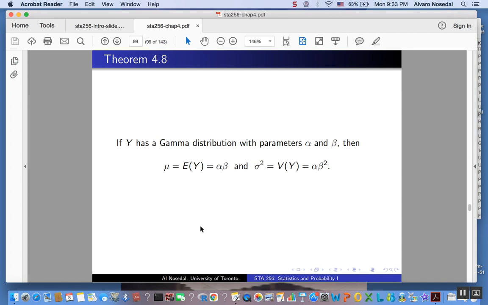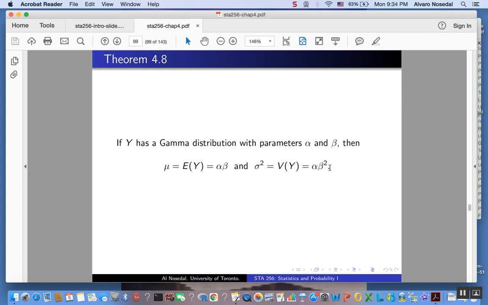We would like to have a formula to quickly find the expected value of a random variable with a gamma distribution with parameters alpha and beta. It turns out that the expected value is just going to be alpha times beta, and the variance of a gamma distribution with parameters alpha and beta is going to be alpha times beta squared. We are going to be doing this one together, and you can try and do that one on your own later.